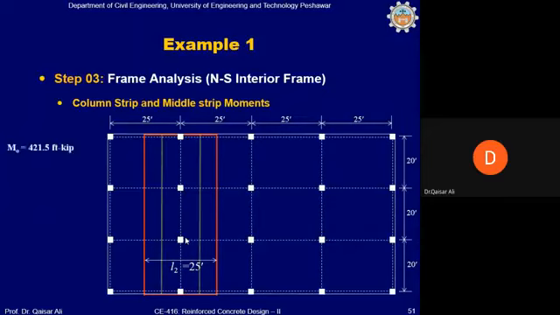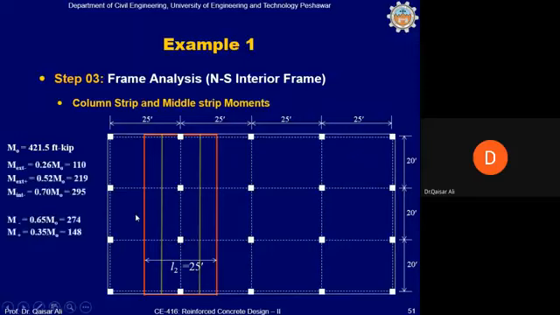WU L2 Ln square value will change, because L2 in this case is 25 feet and Ln is 20. L1 is 20 feet. So M0 will change, 421.5 foot kept. M exterior is 0.26 M0, 110.52 M0, 219.7 M0, 295.